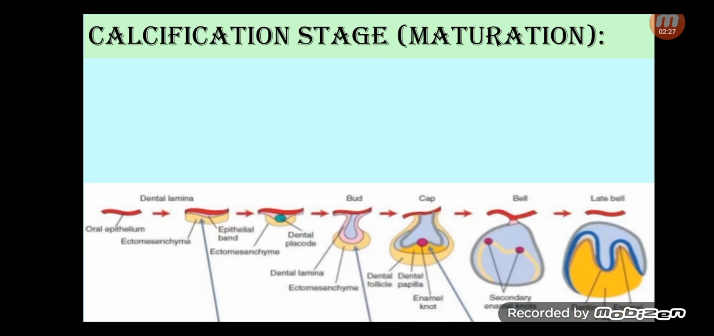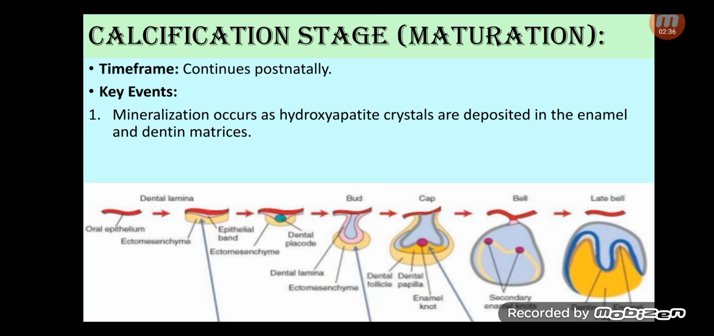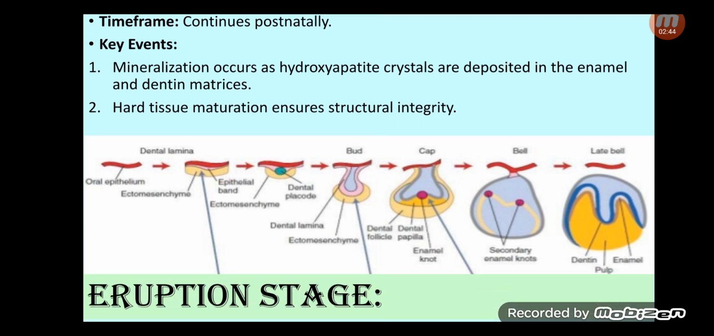The next stage we have is the calcification stage, also called the maturation stage. The time frame is that it continues postnatally, and key events include mineralization, which occurs as hydroxyapatite crystals are deposited in the enamel and dentine matrices. Hard tissue maturation ensures structural integrity.